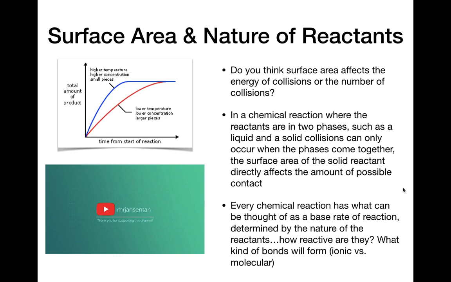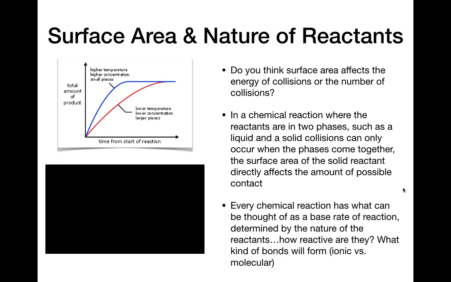The other thing to think about for reaction rate is what's called the nature of the reactants. So every chemical reaction has a basic level of how much time it would normally take at a regular temperature, a medium concentration and surface area, all that kind of stuff, and that's based on the nature of the reactants: how reactive they are and what kinds of bonds will form. Some bonds are broken quite a bit more quickly than others, that kind of thing.